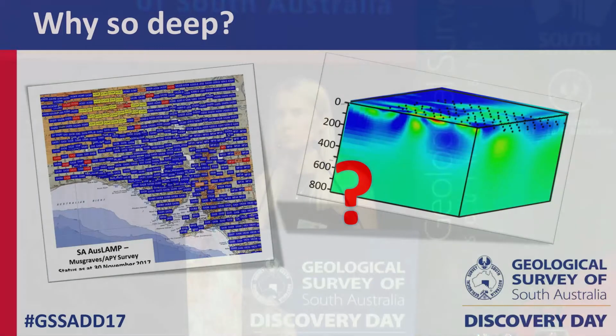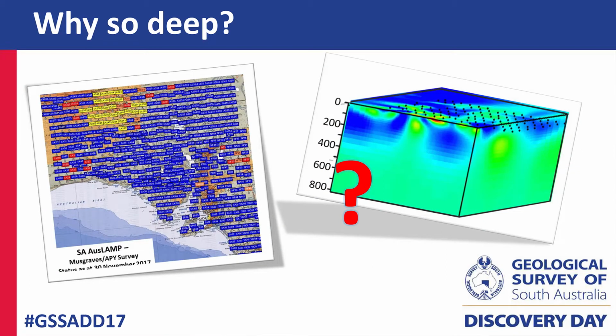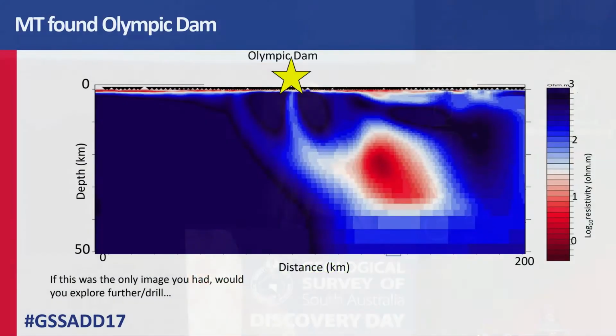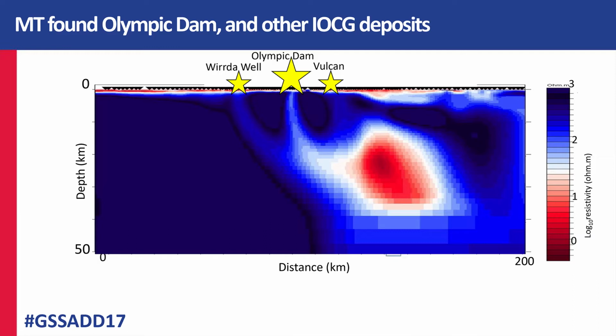So why should you care? Because it was MT that found Olympic Dam. Okay, it didn't find it first, but the models do find it. And you can see that there's this lower crustal conductor and it points straight up to Olympic Dam. And then what about the conductors on either side? I mean, they don't point to Olympic Dam. Well, no, they don't, but they do point to Wells and Vulcan, two other IOCG deposits in the Olympic domain.